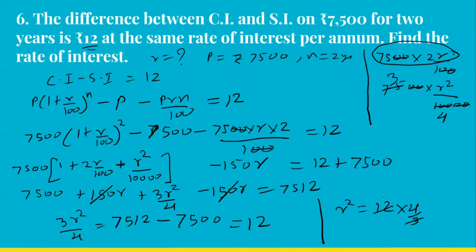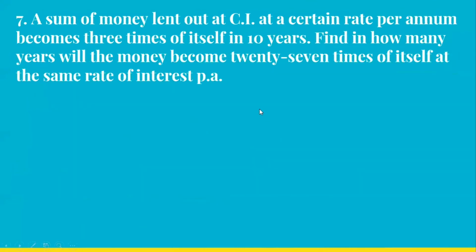So 3 fours are 12. R square is equal to 4 into 4. So R is equal to 4% per annum. So this is how we calculated the rate of interest. Got it? Now let us move on to question number 7.